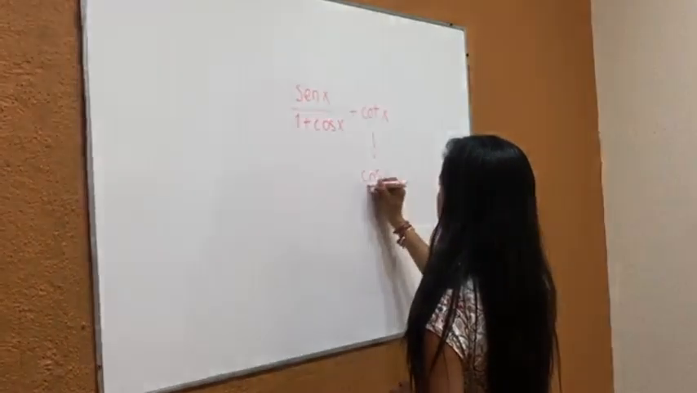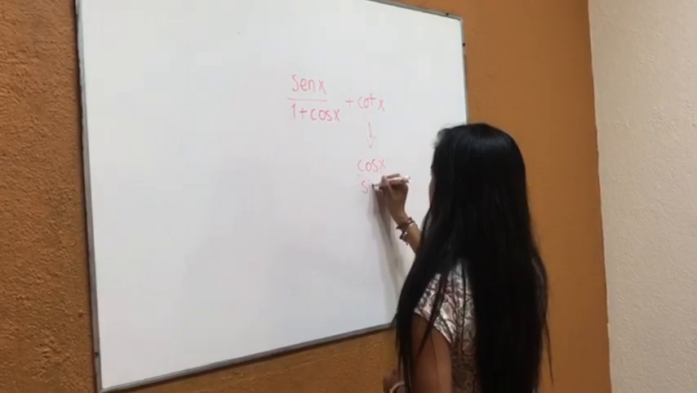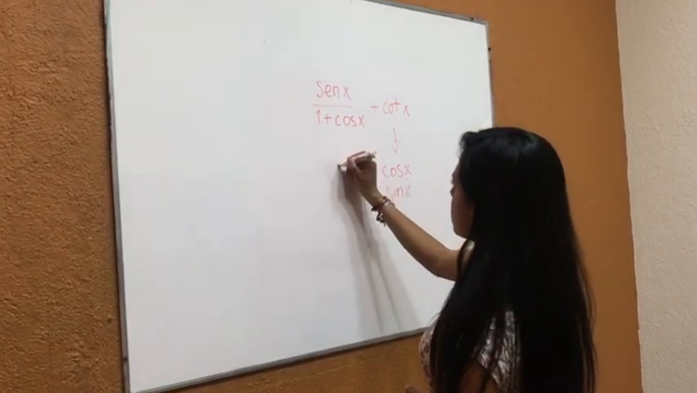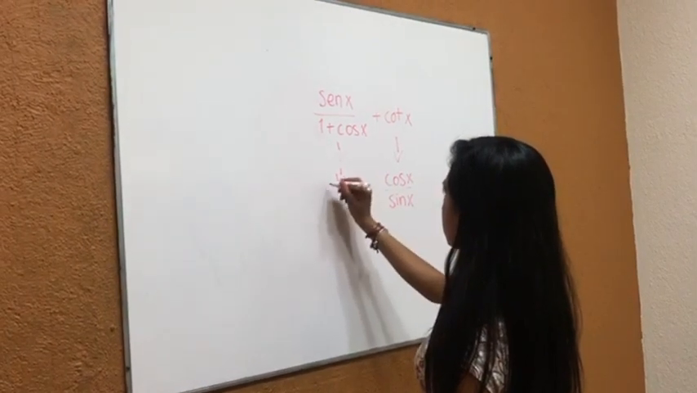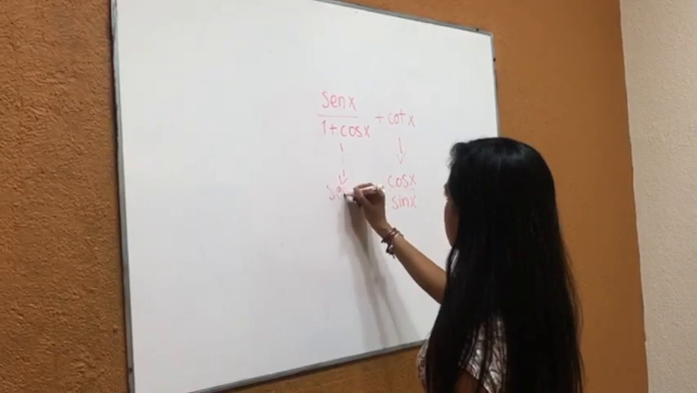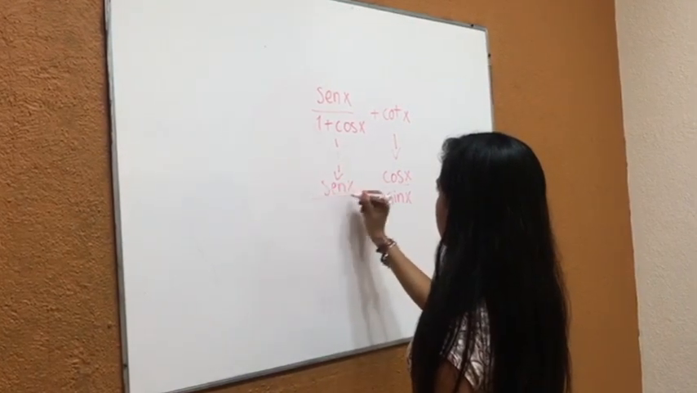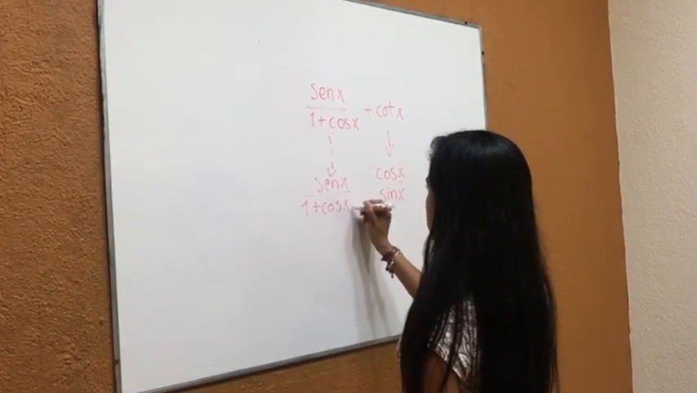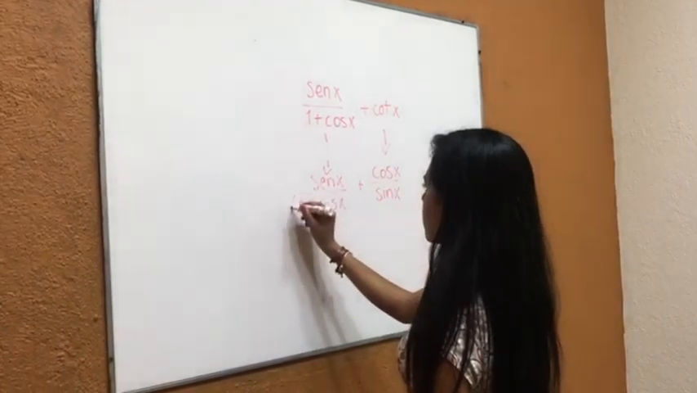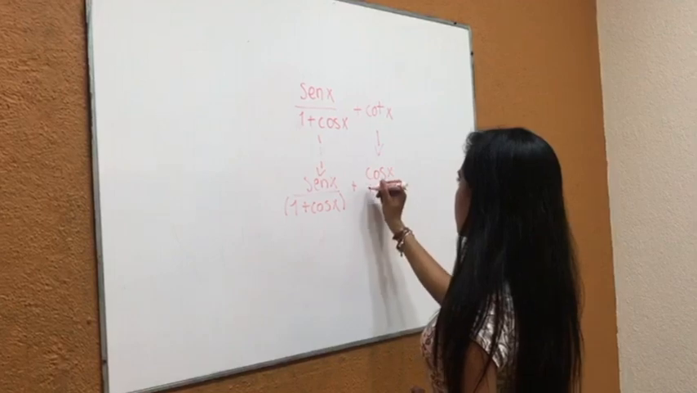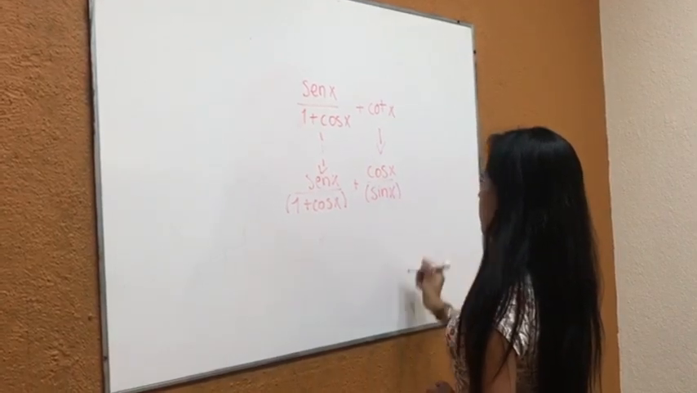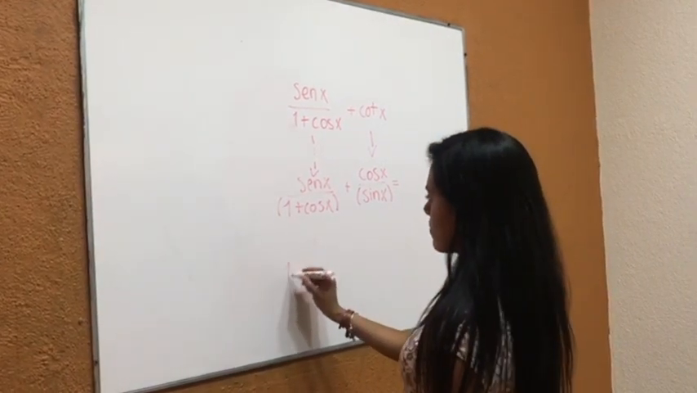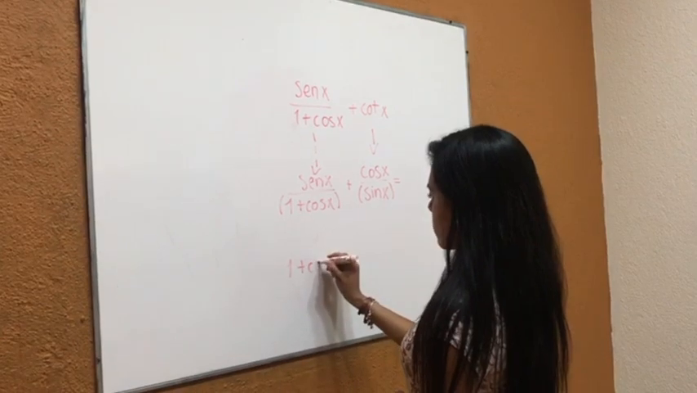According to our quotient identity, we know that cotangent of x equals cosine of x over sine of x. And we have to add that to what we already had, which is sine of x over 1 plus cosine of x. To add them, we have to find a common factor, which we can find by multiplying the denominators. So it will be 1 plus cosine of x multiplied by sine of x.